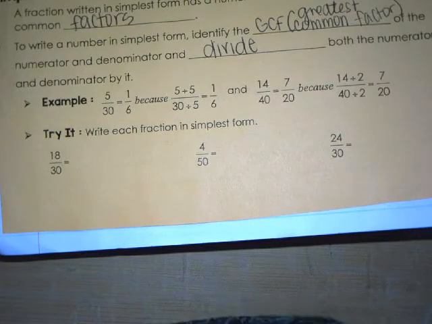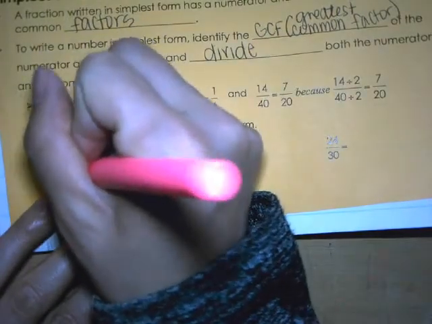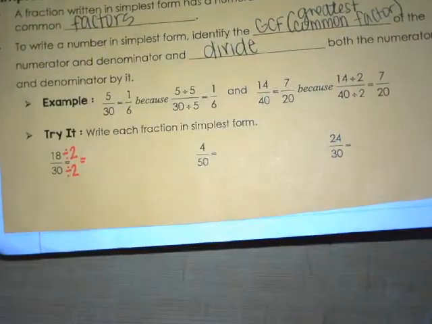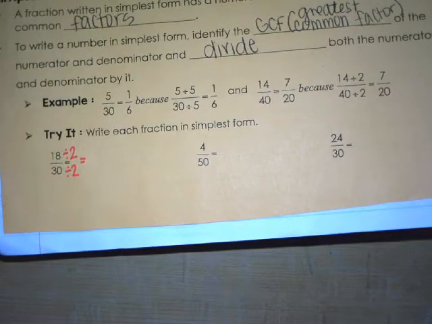Let's say 6 does not come into your head right away, okay? You don't think of it. The first number you see is 2. So we're going to divide 18 by 2 and 30 by 2. Because we know that 2 goes into both, and that was the first number we see. Yes, it's not the greatest, but that's okay.